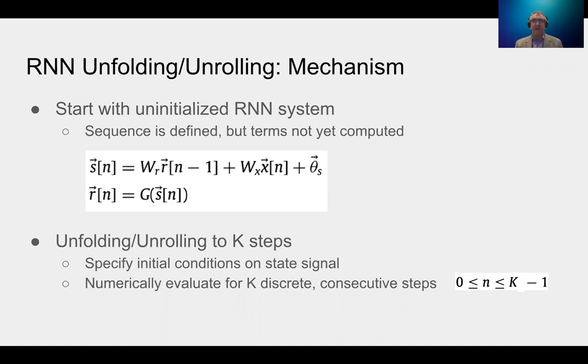We start with an uninitialized RNN system as defined in this equation, repeated for convenience here. We then specify the initial conditions on the state signal. For example, 0 at index n equals -1. And then numerically evaluate the system for k discrete consecutive values of the index n.